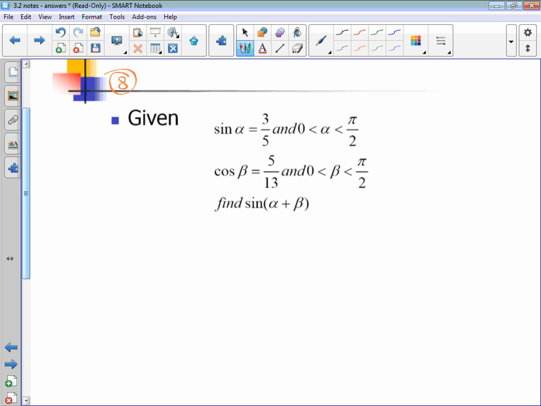So it's giving you the sine of alpha, and then it's telling you what quadrant angle alpha is in. Without that, you'd have no idea. Well, you'd narrow it down to two, but you wouldn't really know where they're at. I'm going to make some pictures of this.